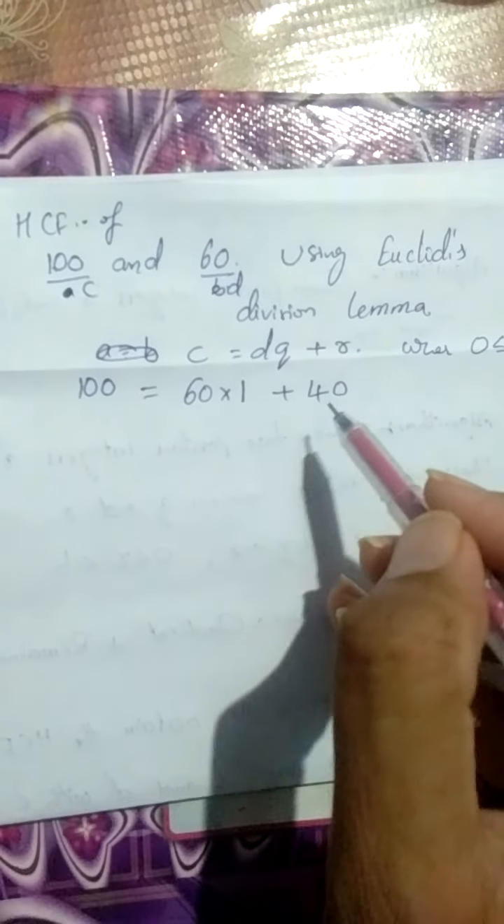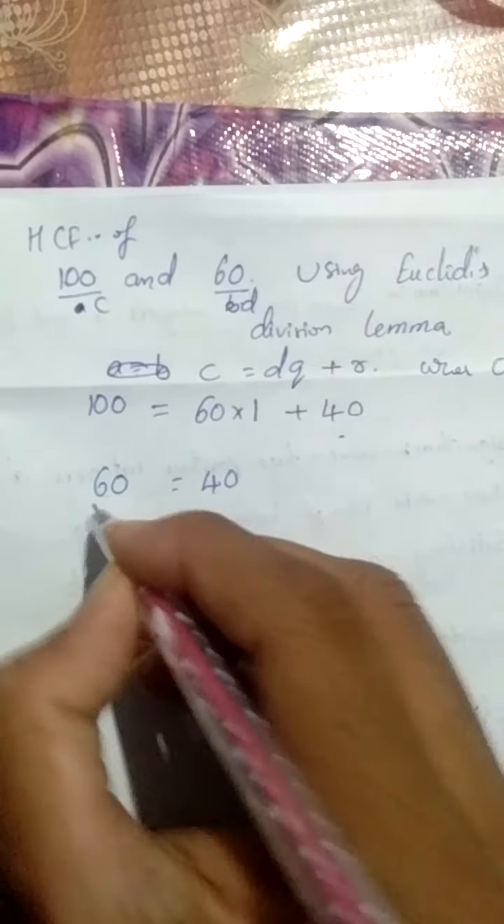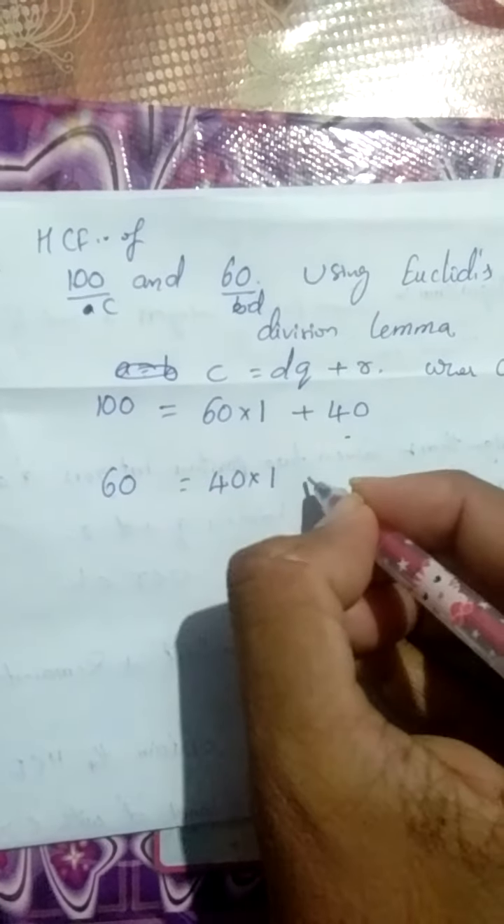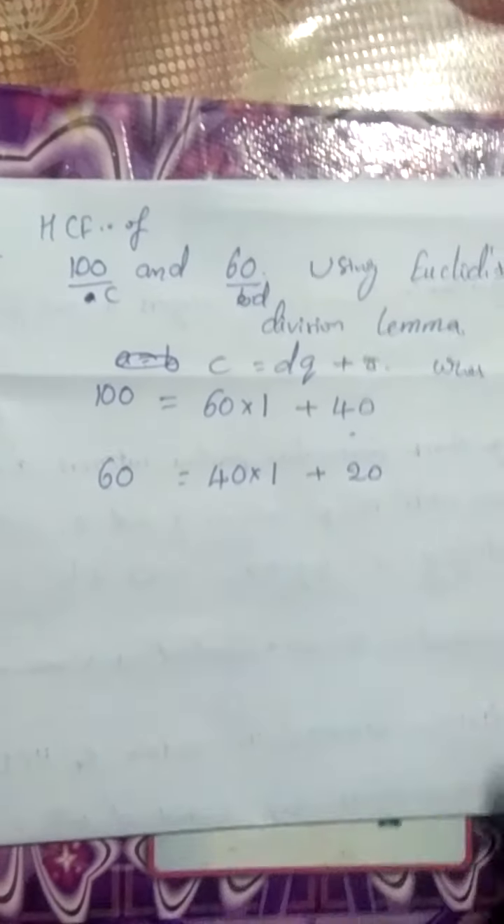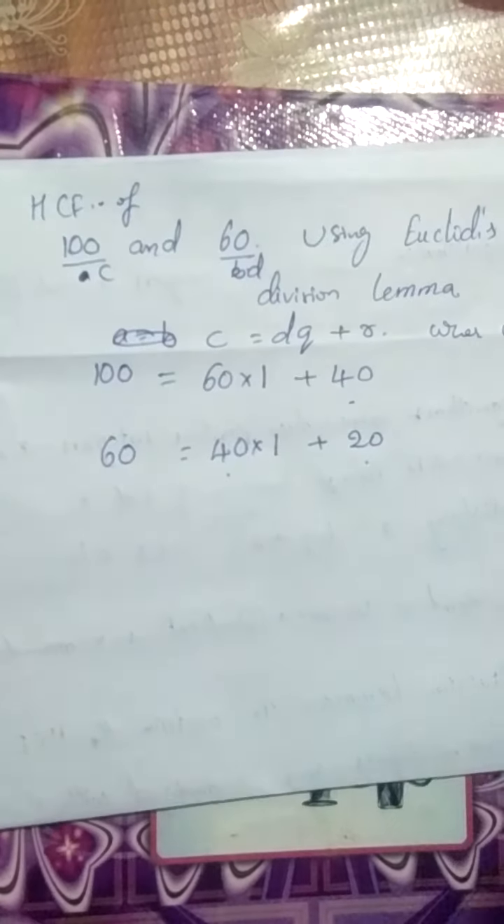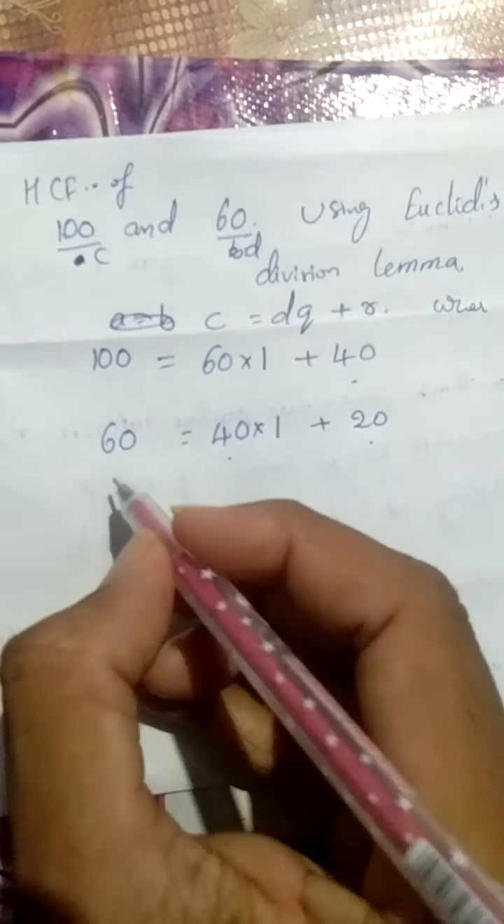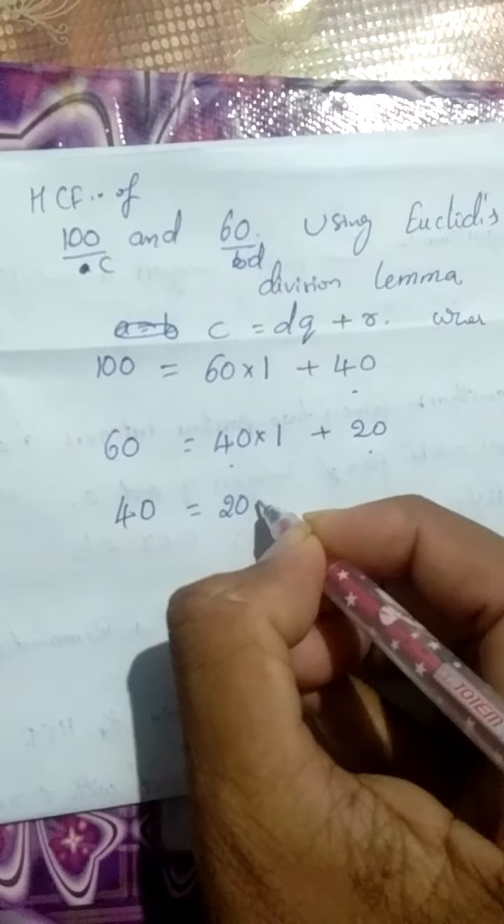Now consider the division of 60 with the remainder 40 in the above equation and apply the division algorithm again. In the 40 table, for 60 you get 40 times 1 is 40, remainder 20. Now again, consider the division of 40 with the remainder 20 and apply the same division algorithm. 40 becomes the dividend and 20 becomes the divisor.